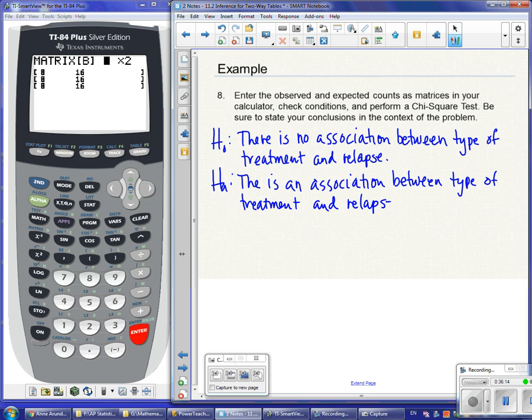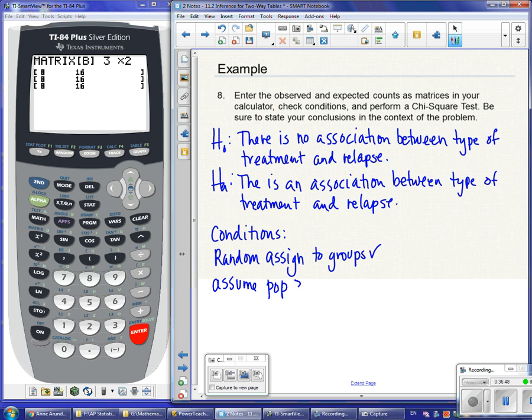Okay. So the next thing we'd want to do is check our conditions. Remember, we have one group, but they were randomly assigned. So our conditions: we had random assignment to the groups. Okay, I don't need independence here because I only had one group of individuals. I'm not comparing two different groups. One group. I can assume that my population of cocaine users, this is sad, is at least 720. That's 10 times my group, 72.